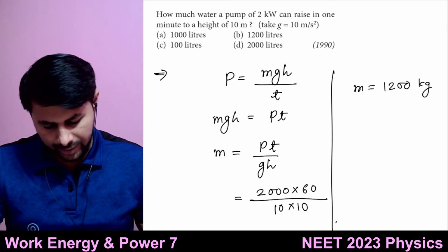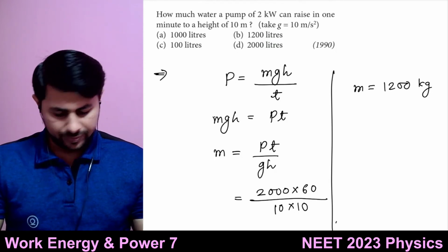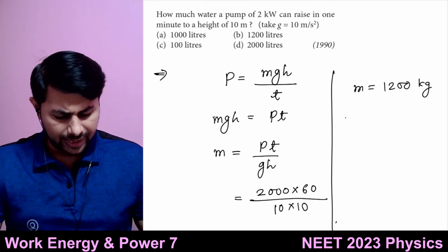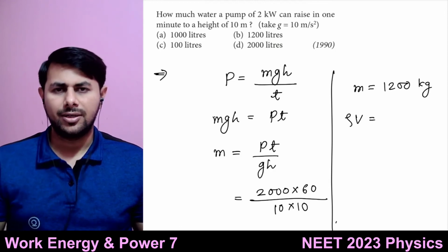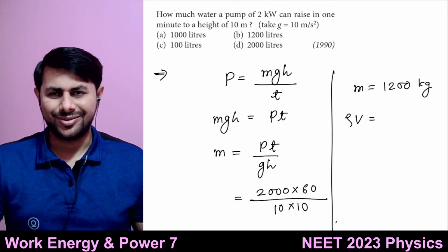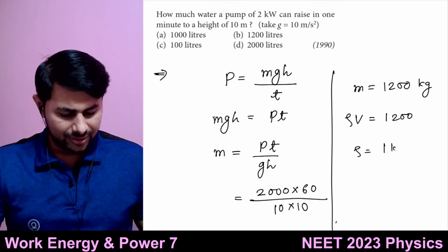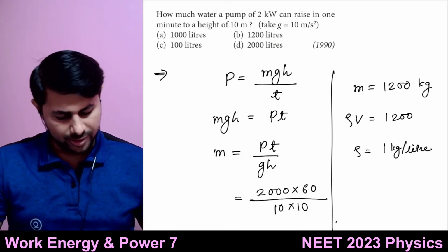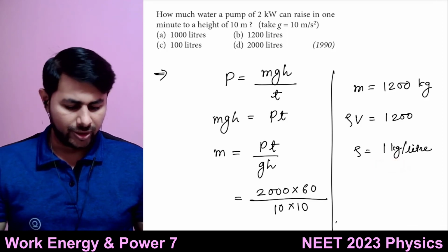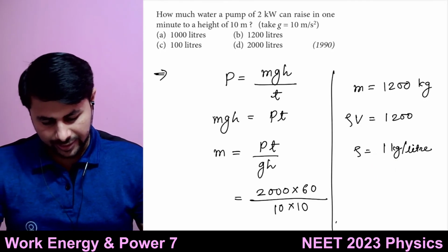And answers are given in liters. So see, mass can be written as density multiplied by volume, and density of water is 1 kg per liter. So density is 1 kg per liter for water. Therefore volume would be equal to what? 1200 liters. So that's the answer, option B.